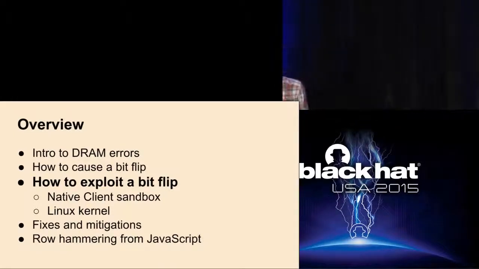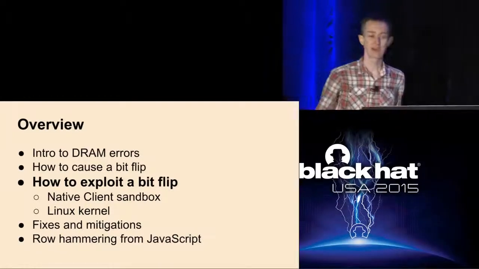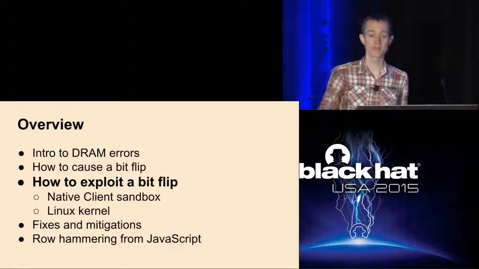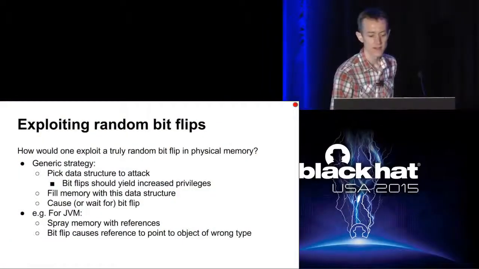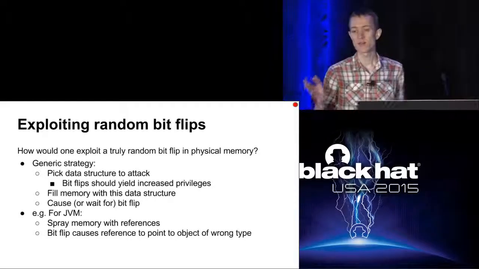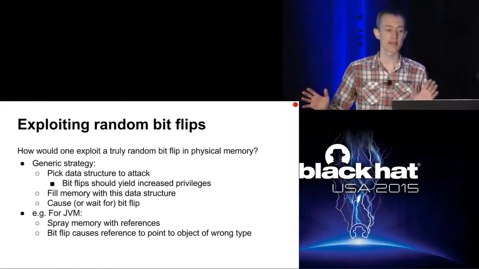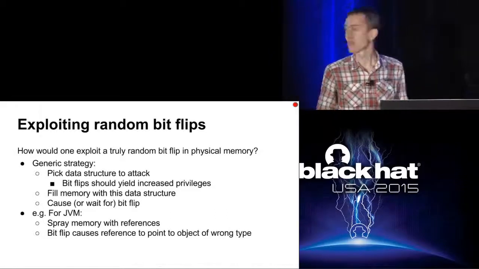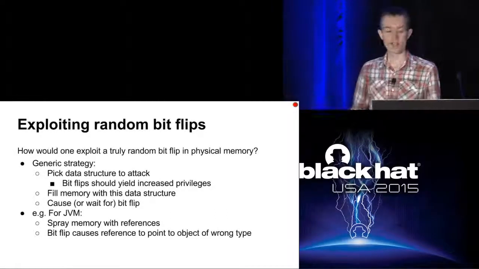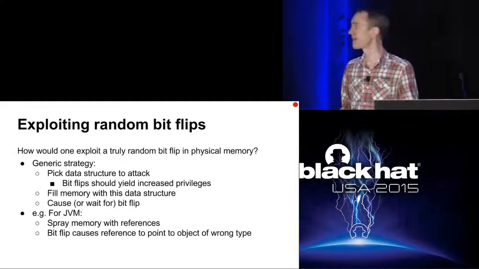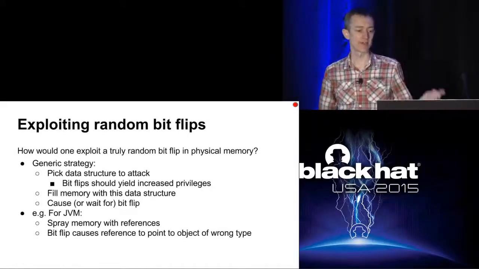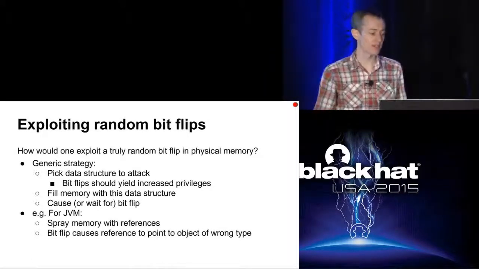Okay, so we've talked about how you can cause bit flips. Now I'm going to talk a bit about how you can exploit that. So earlier we posed the question of how you would exploit a bit flip at a completely random place in physical memory. And there's actually a generic strategy you could use for that, and the JVM exploit that Halvar mentioned earlier is an example of that strategy.